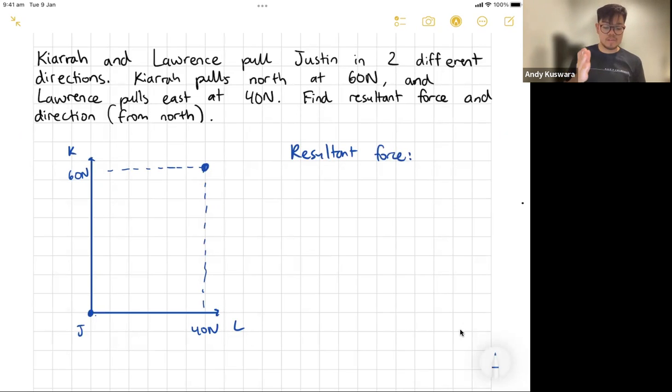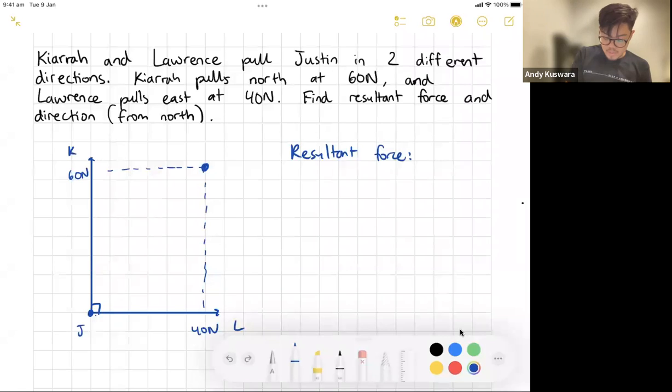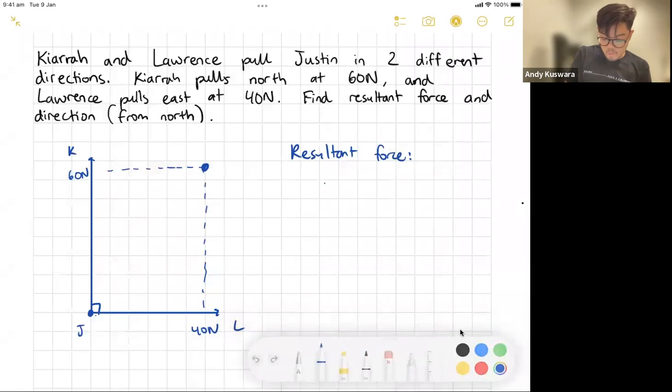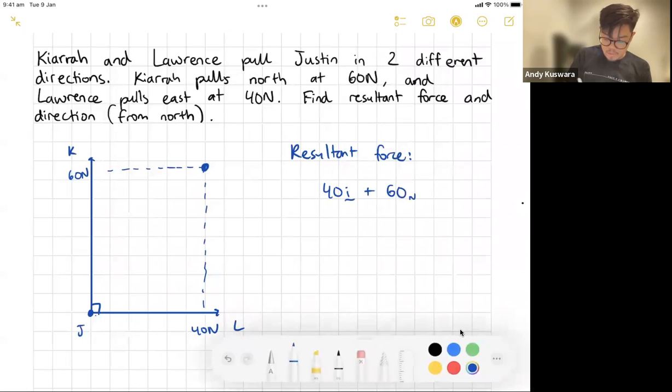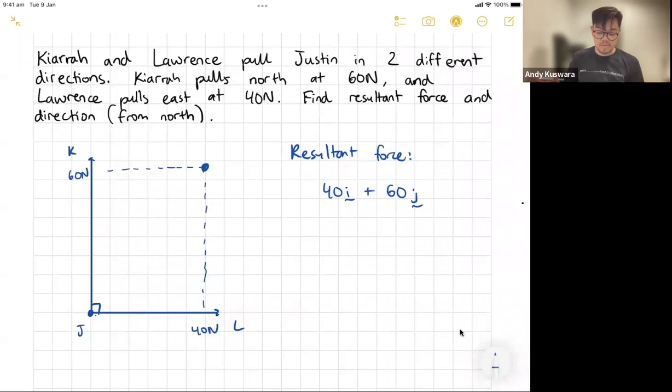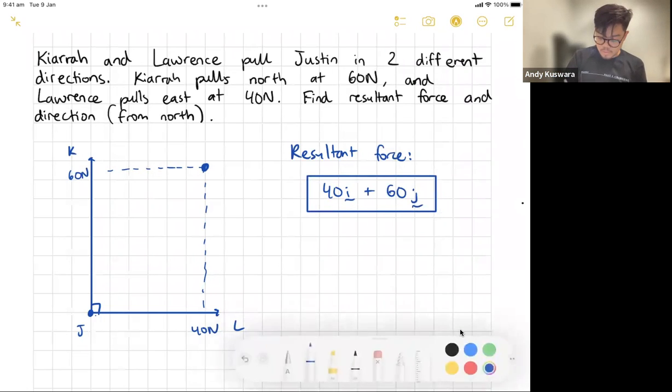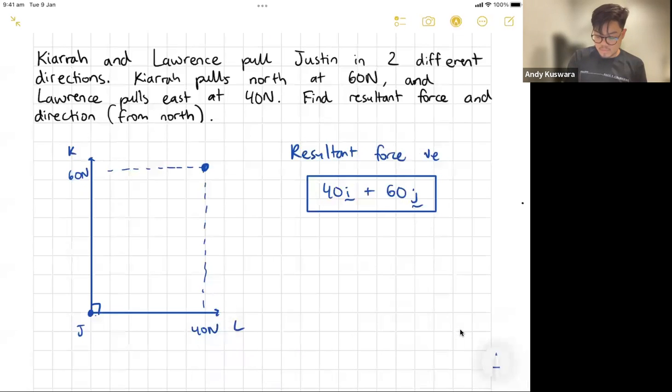is going to be, and what's nice is I made it north and east, so it's like a right angle. So the resultant force is just going to be 40i plus 60j. I'll talk about j because we're talking about the vertical. A force of 40 towards the east and a force of 60 to the north, right? So that means 40 in the horizontal, 60 in the vertical. That there is your resultant force vector. So I should probably write that down. That's the vector for it.